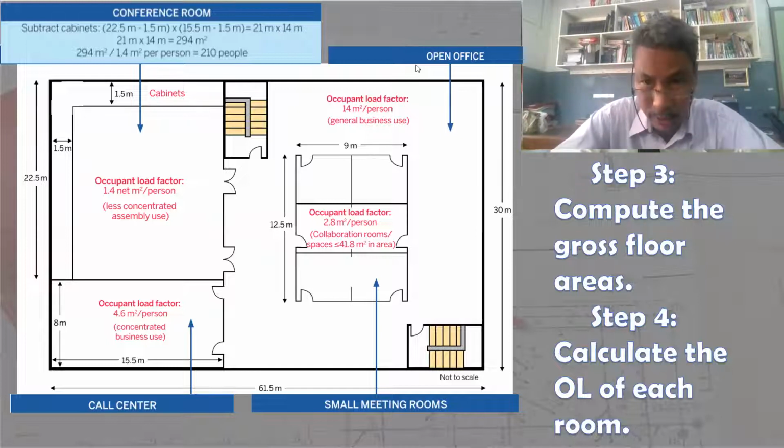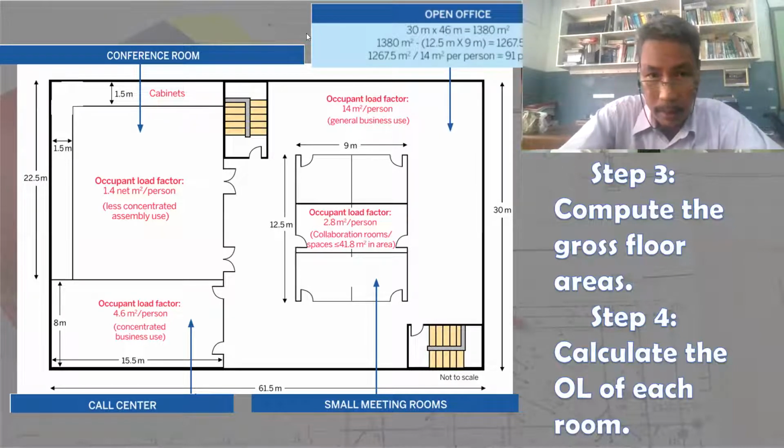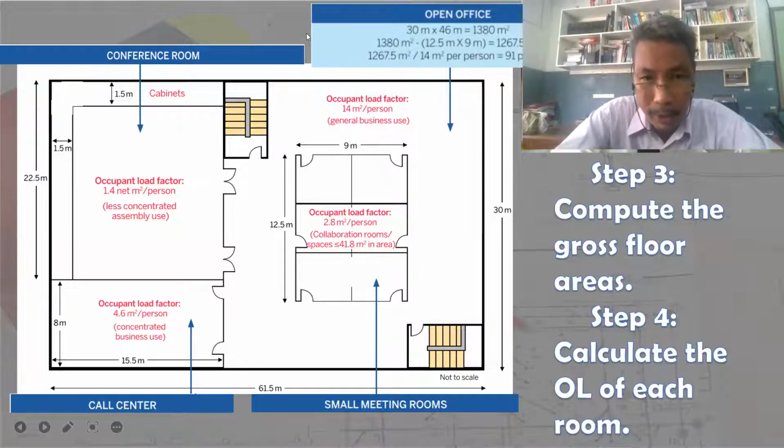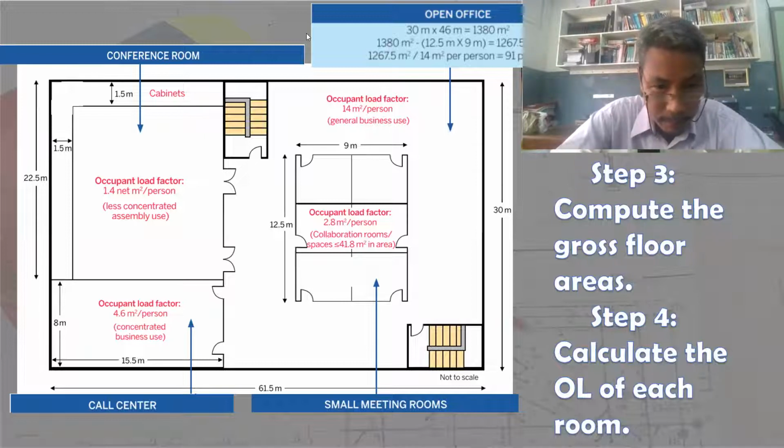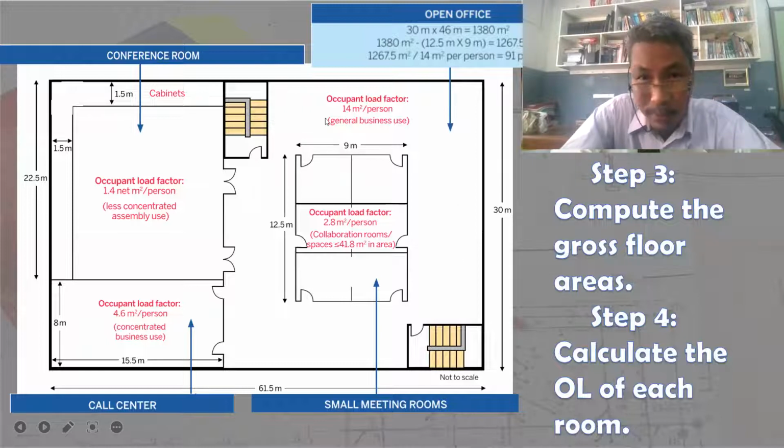So let's go to the next one, which is open office. So in open office, we have the dimension of the room, which is what? 61.5 minus 15.5, that is 46 meters. And the width is 30 meters minus 8 meters. So that is 30 meters. We don't need to subtract 8 meters because all of the half of the spaces are for open space, open office.